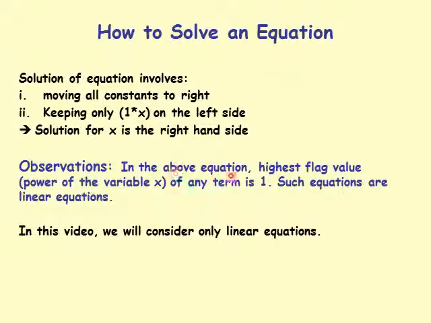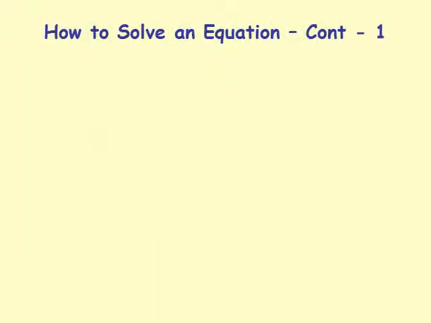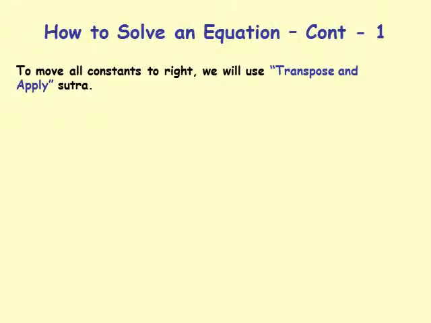Observation: in the above equation we had (x minus 20) plus 15 equals 33. The highest power of the variable x in any term was 1, okay? And a constant term has a power of 0. Such equations are linear equations, okay? So in this video we'll consider only linear equations. Let's see how to solve the equation now, okay?